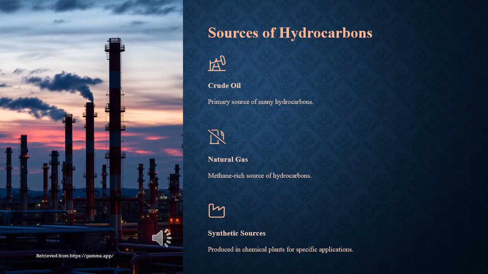So, for example, the first one is crude oil, fossil fuels, natural gas. They are primary sources of hydrocarbons because they formed over millions of years from the remains of plants and animals, and these resources are rich in hydrocarbons, and they are extracted for use in energy production, transportation, and manufacturing.